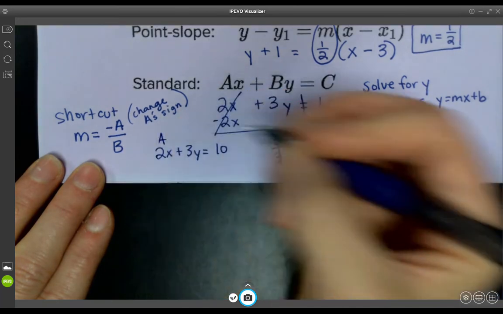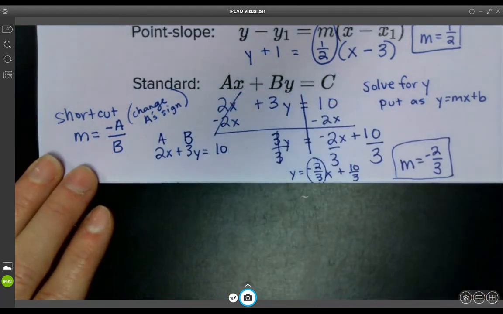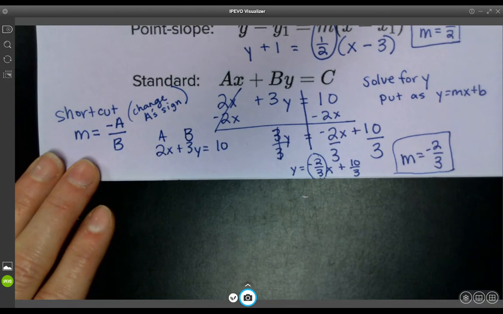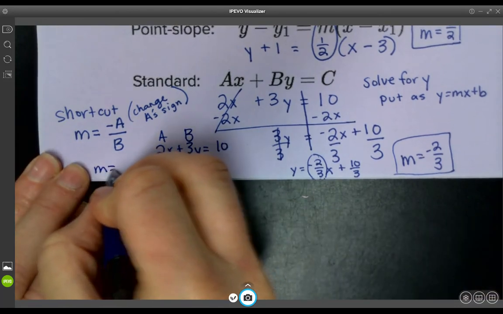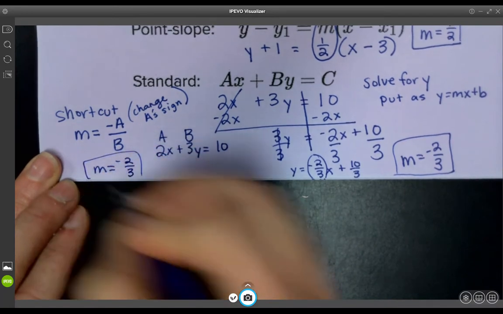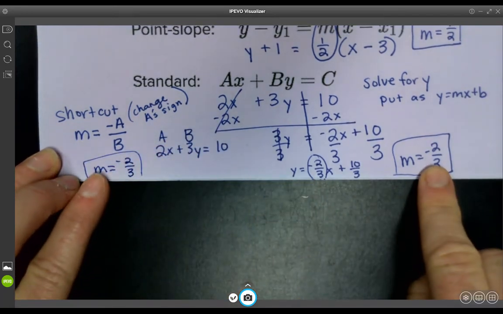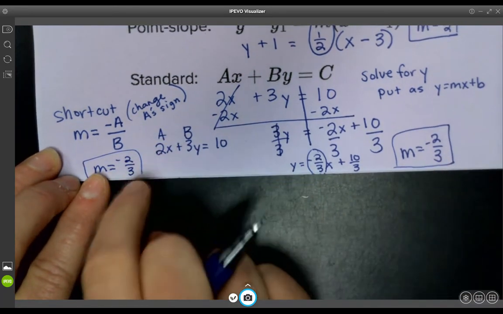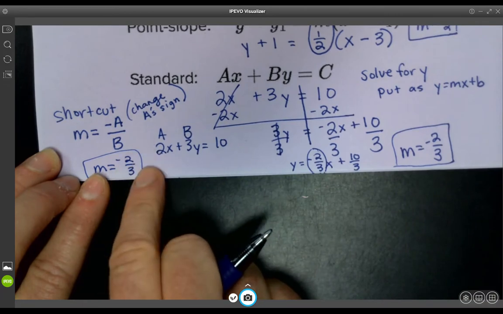The a is 2 and the b is 3. So the slope would be negative a over b, so negative 2 over 3. Look how it's the same exact thing. This is our shortcut we can use every time.